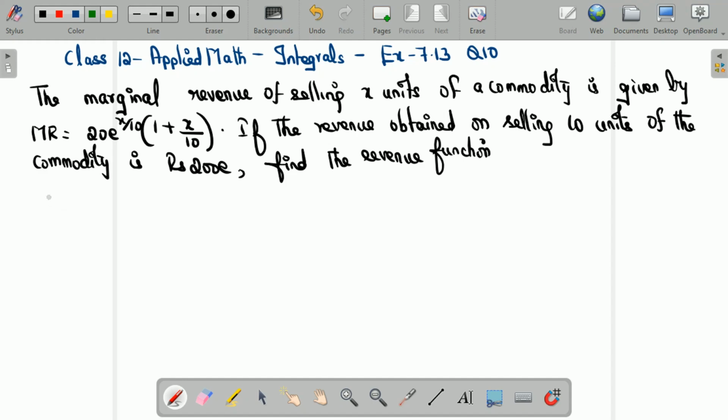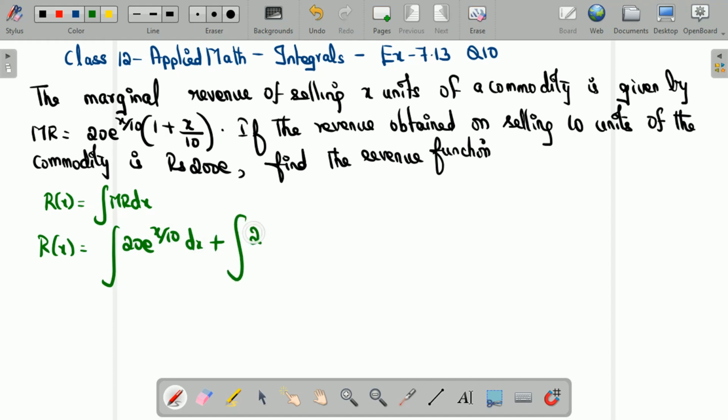So what is the revenue function? R(x) is nothing but the integral of MR dx. So let's perform the integration. R(x) is the integral of, now I'm going to multiply this term-wise. So this is the integral of 20 e^(x/10) dx plus the integral of 20 e^(x/10) into x/10 dx, because I'm breaking this integration into two parts.